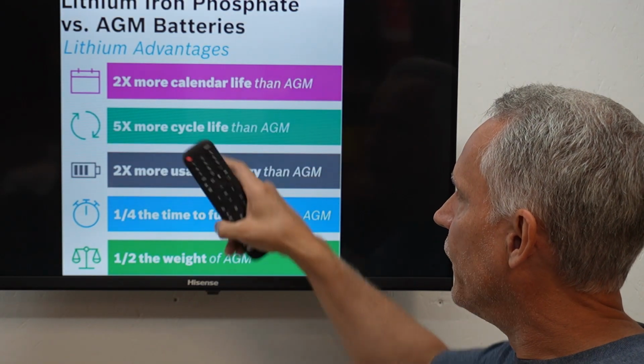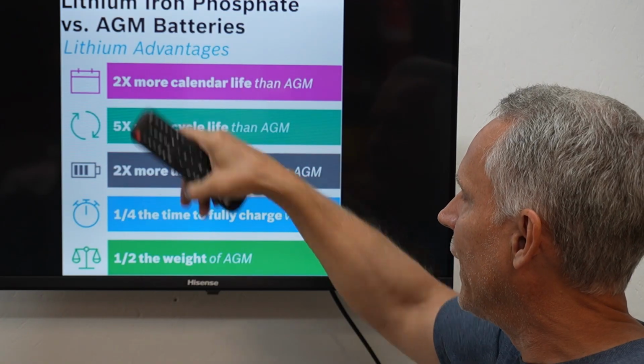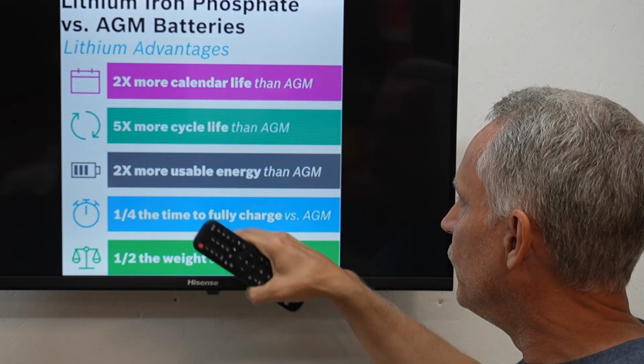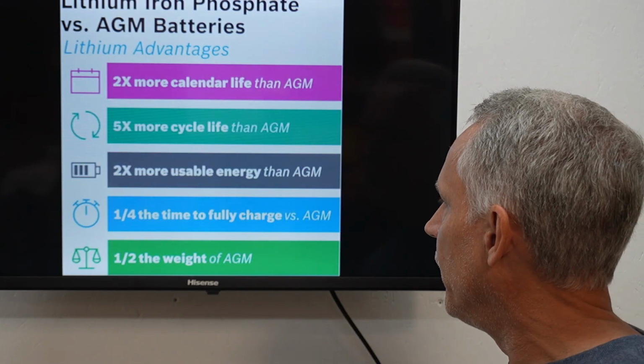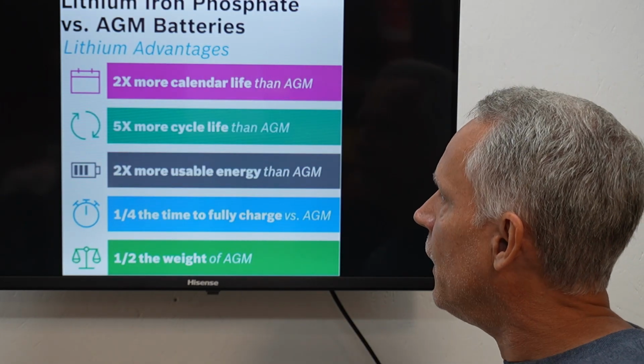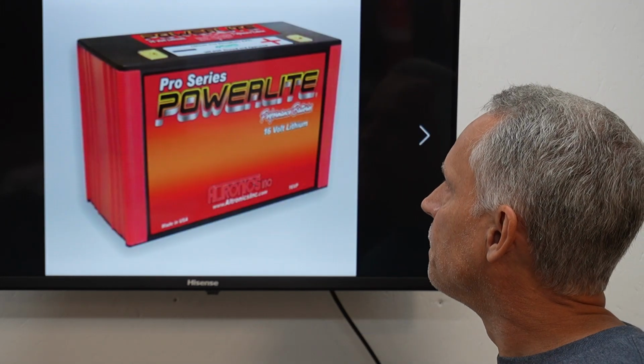And like I said, just going over the difference between a lithium type battery, lithium iron phosphate, compared to an AGM battery: 2 times more calendar life, 5 times more cycle life than an AGM, 2 times more usable energy than an AGM, a quarter of the time to fully charge versus AGM, and half the weight of an AGM. And this is, like I said, an advertisement from Bosch, but it gives you an idea.